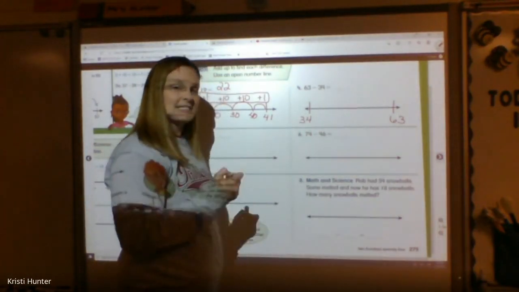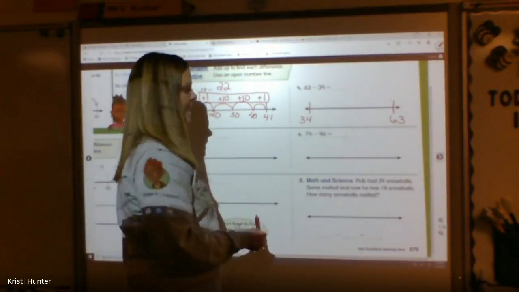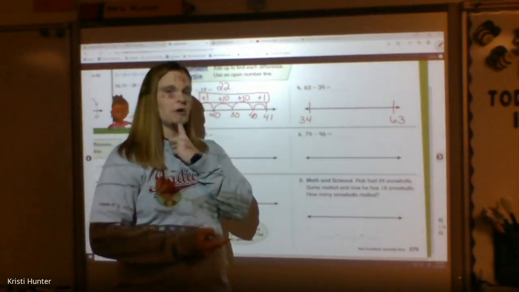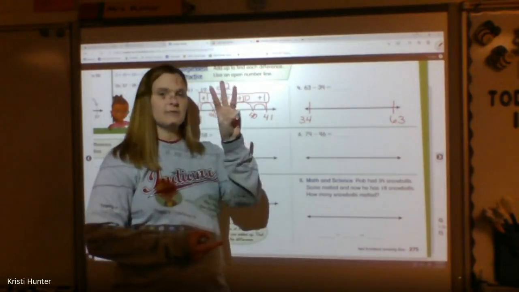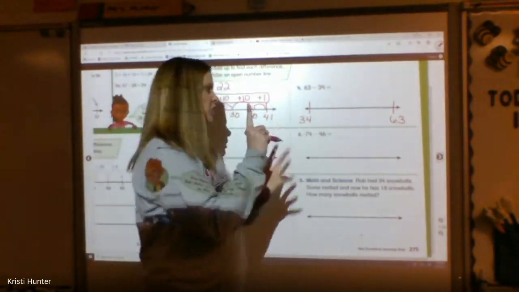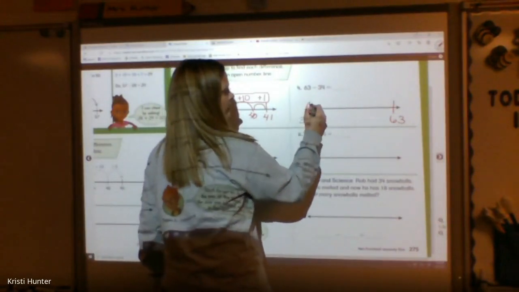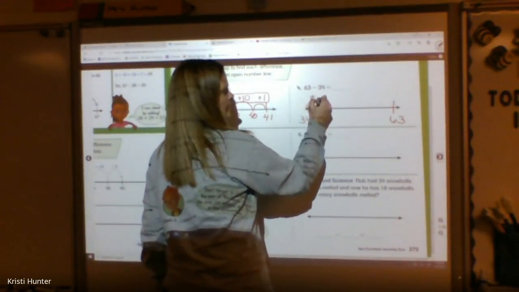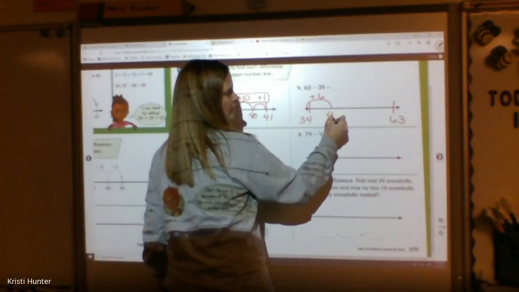I need to get to a 10 to make it easier for me to add. So let's think 34, 35, 36, 37, 38, 39, 40. I need 6 jumps to get to 40. So I'm going to go ahead and just do a plus 6 to make it to 40.